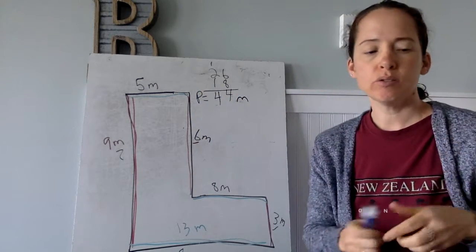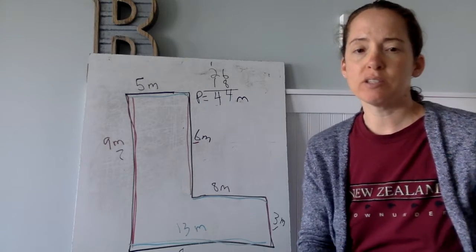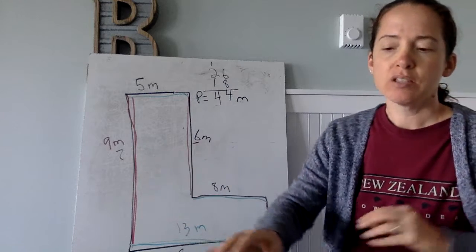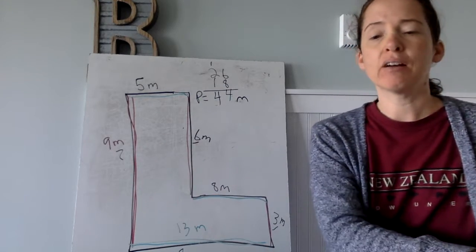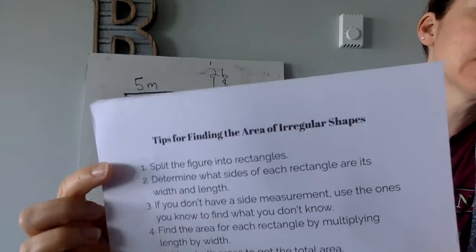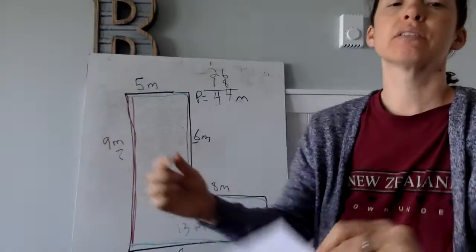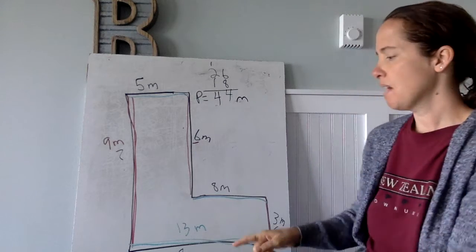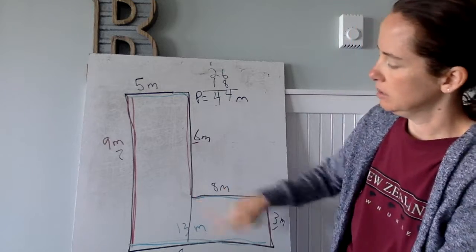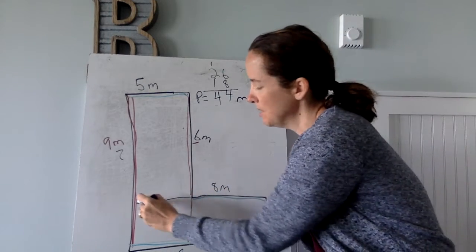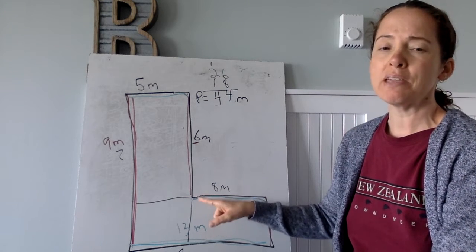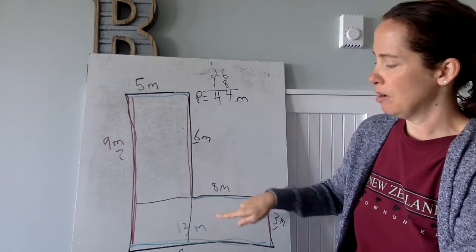Okay, now we're going to go to the area, finding the area, which is the distance or the space inside. So we have tips for finding the area as well. So we're going to go to tip number 1. Split the figure into rectangles. Okay, so I can add a line here, or I can add a line here. I don't want to use both of them though. Don't make a lot of rectangles if you don't have to.